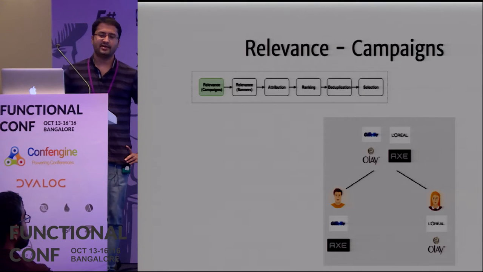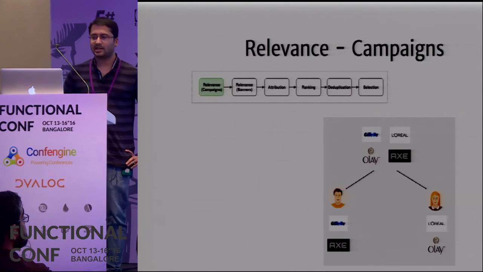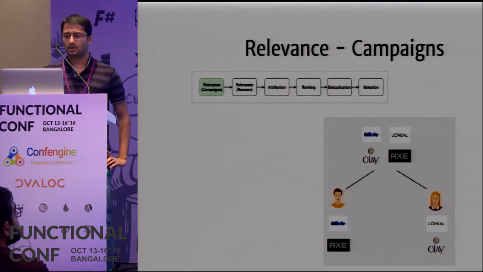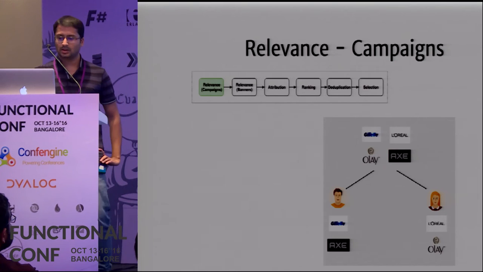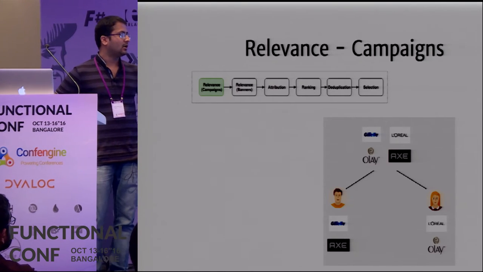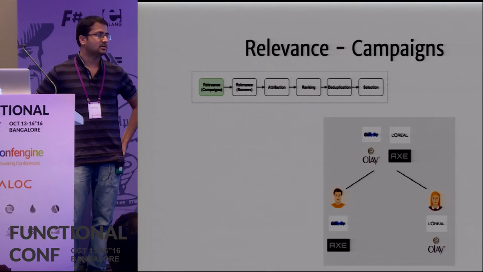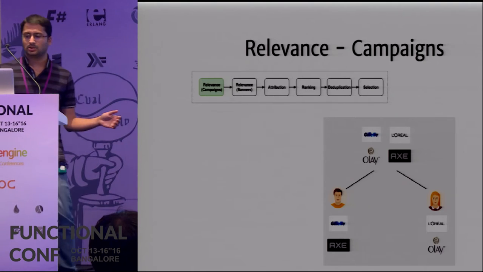Now let's talk about the different problems in ad selection flow. The first step in ad selection is relevance. And this layer basically selects relevant campaigns. In this example, let's say you have a Gillette ad, a L'Oreal ad, Olay ad, and an Axe advertisement. This layer helps you in showing the right ad to the right audience.